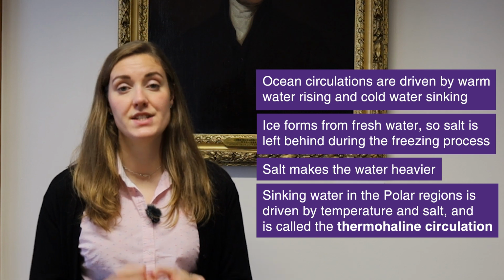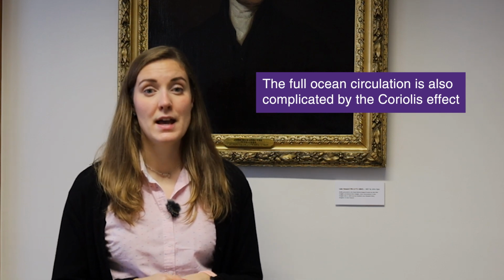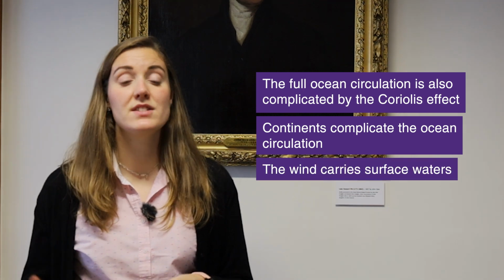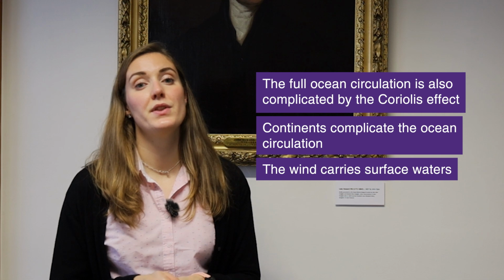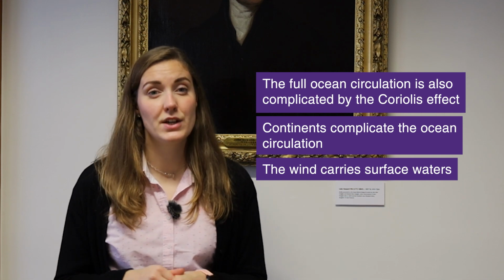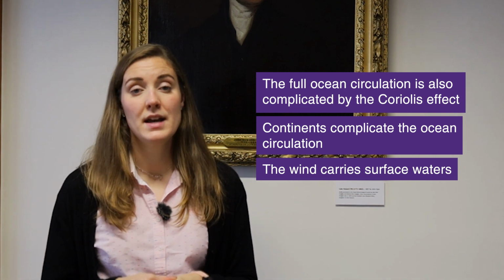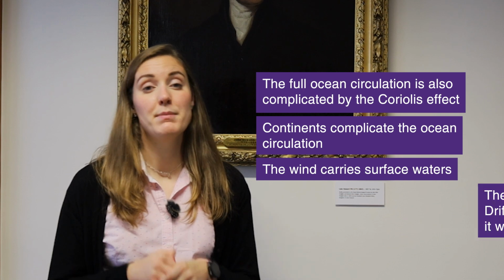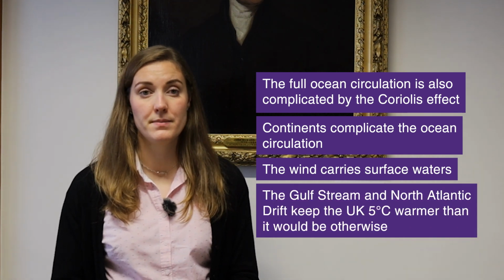The sinking of the water in the polar areas is therefore driven both by temperature and salinity, and is known as the thermohaline circulation. The full oceanic circulation is also complicated by the Coriolis effect, and also the presence of continents. The wind blowing also carries surface water. The Gulf Stream, which carries warm water across the North Atlantic to the UK, is a good example of this. Its polar extension, the North Atlantic Drift, is more closely linked with the thermohaline circulation. Together, they keep the UK approximately 5 degrees Celsius warmer than it would be otherwise.